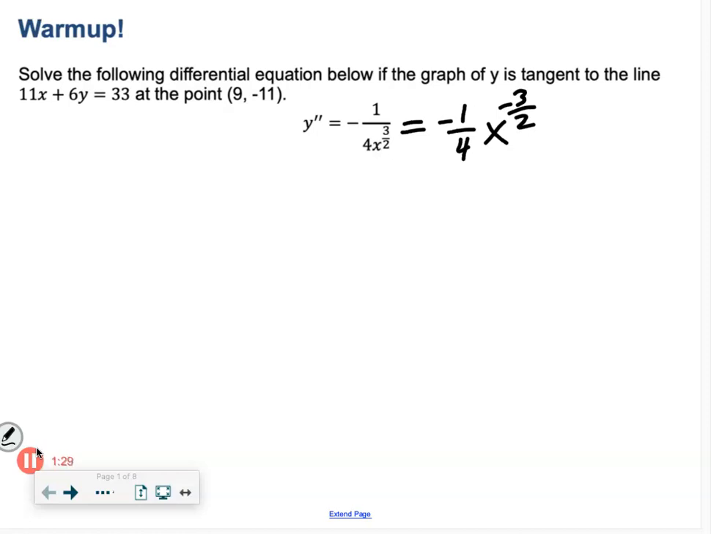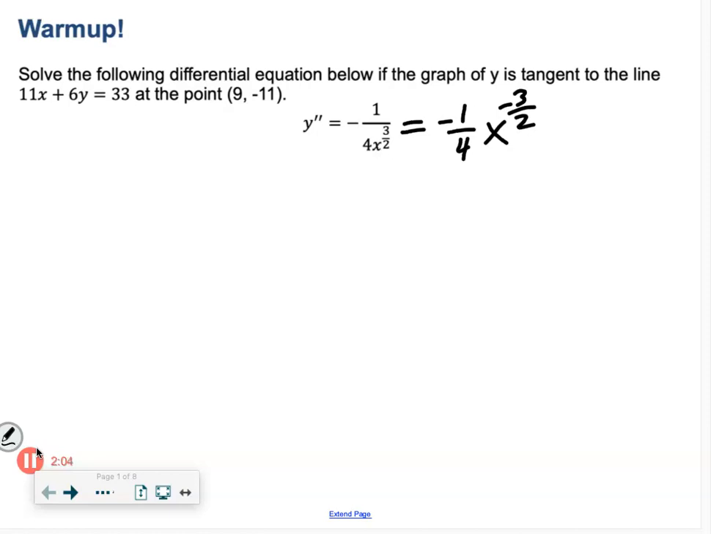Okay, so we have this beautiful differential equation, and it says solve. I didn't even tell you what solve means, but it looks like every group figured out, for the most part, that solve means find y. When you're solving a differential equation, you're starting with a derivative of some sort, and you need to find an original function. So you're finding y. We're going to solve the differential equation if the graph of y, which is the solution, is tangent to this lovely function at the point 9, -11.